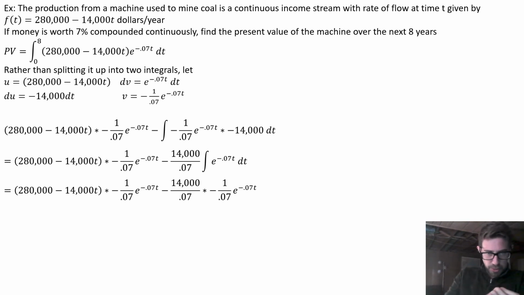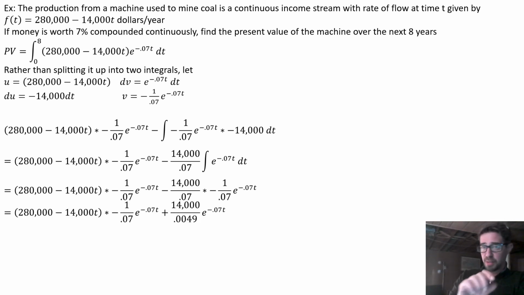So it's going to have another one of those. Okay, I didn't mess with the first part, so now I've got minus 14,000 over 0.07 times negative 1 over 0.07 e to the negative 0.07 t. Again, this is the easy way. Let's just clean up that second term a little bit. That becomes a plus. 0.07 times 0.07 is 0.0049. And that's it. We can distribute those first parentheses, but I don't know that we're going to get it much better than that. We're not done. We have to evaluate that from 8 to 0.